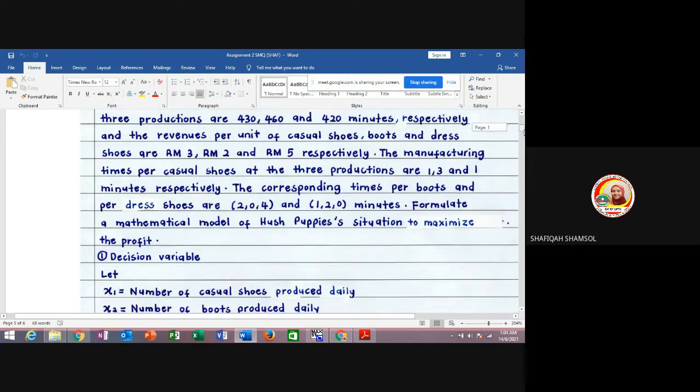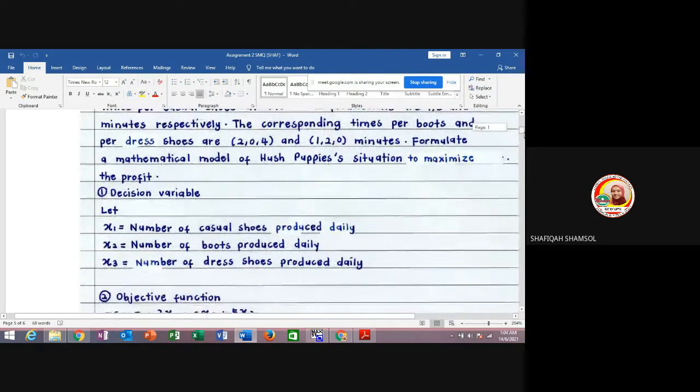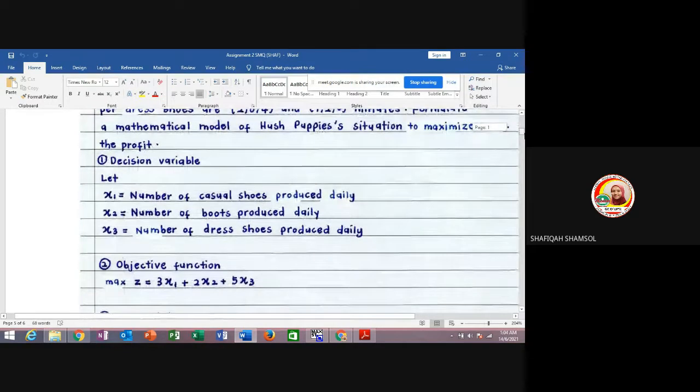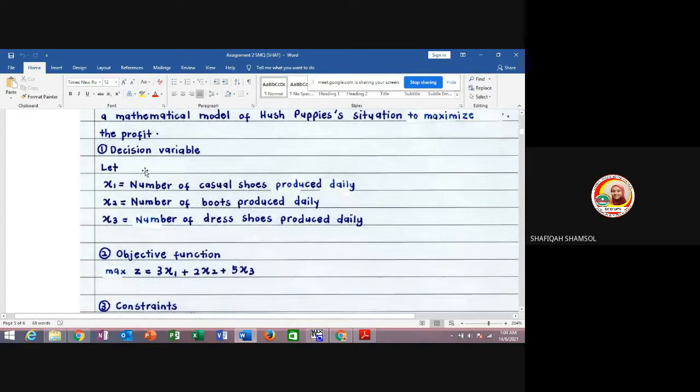Okay, from this LP problem, the first step is we must let the decision variables: x1 represents the number of casual shoes produced daily, x2 the number of boots produced daily, x3 the number of dress shoes produced daily. Okay, second step, the objective function, which is to maximize the profit. Maximize z equals 3x1 plus 2x2 plus 5x3.